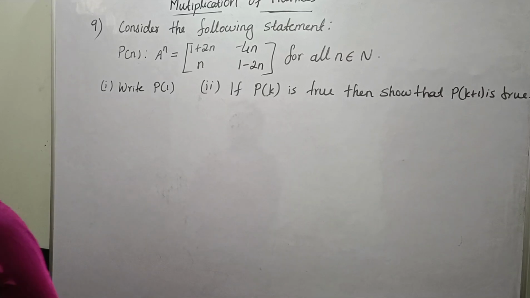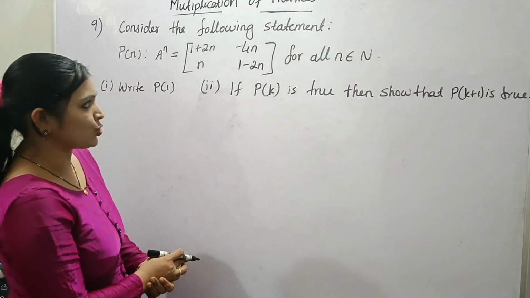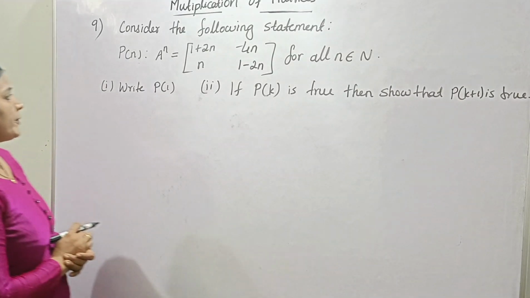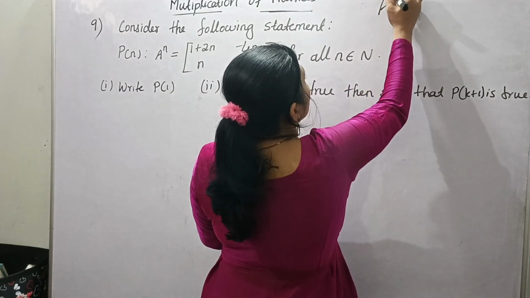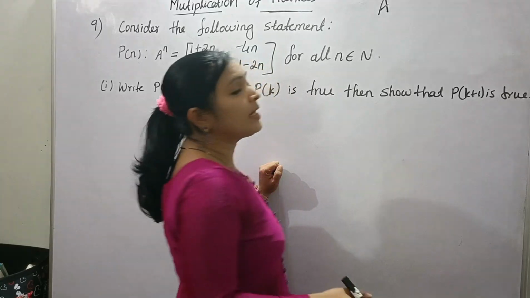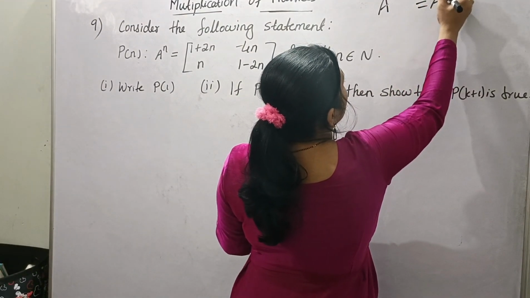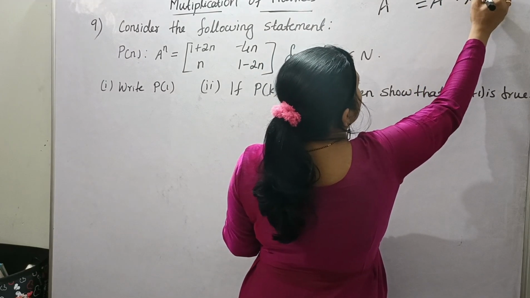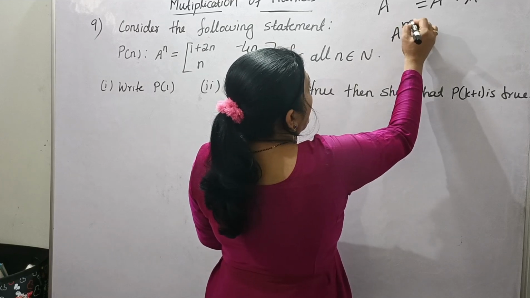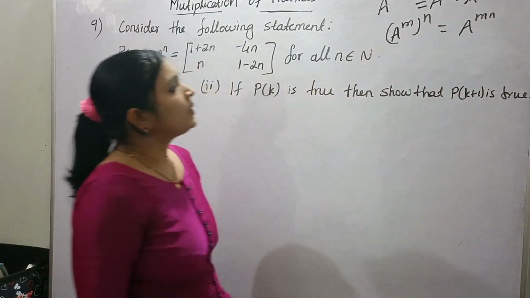Consider the following statement. P of n is equal to A raised to n, that is equal to the matrix [1 plus 2n, minus 4n; n, 1 minus 2n] for all n belongs to N. Write P of 1. Before that, note the integral powers of matrices: A raised to m plus n is equal to A raised to m into A raised to n, and A raised to m whole raised to n is equal to A raised to m into n.